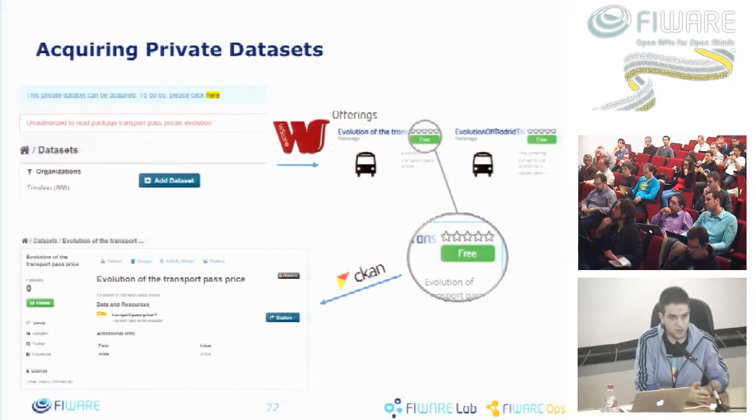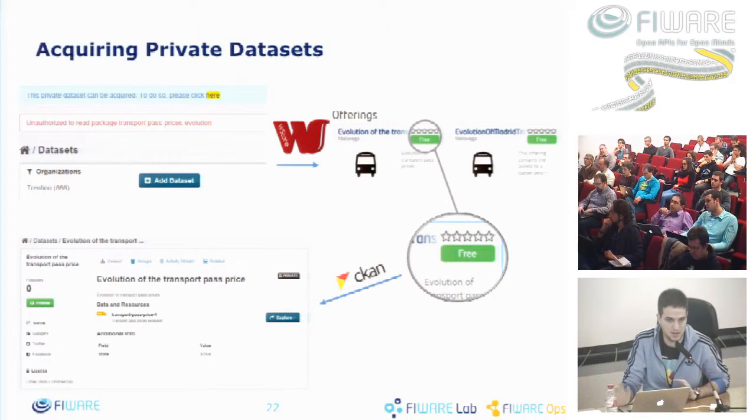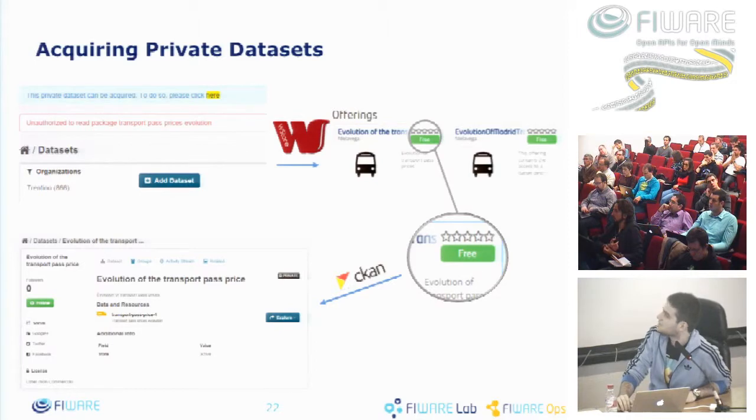Just because we want to preserve the open data philosophy of CKAN. Yes, we have added the option for publishing private data sets, but this is optional. You can publish open data, and CKAN will work as it works in other instances.